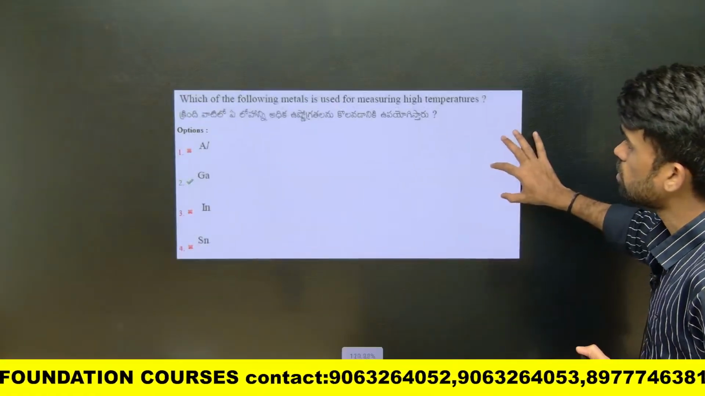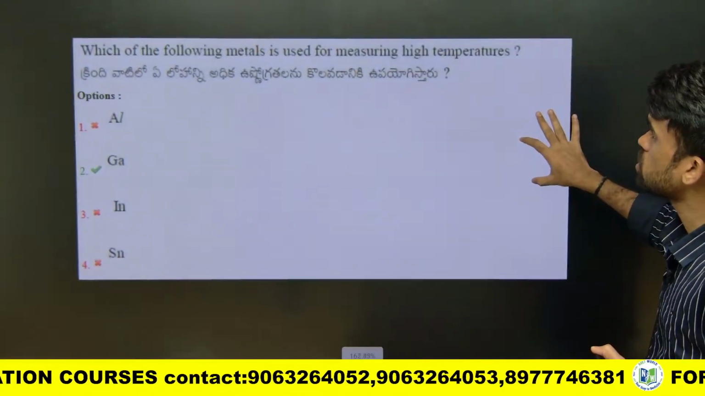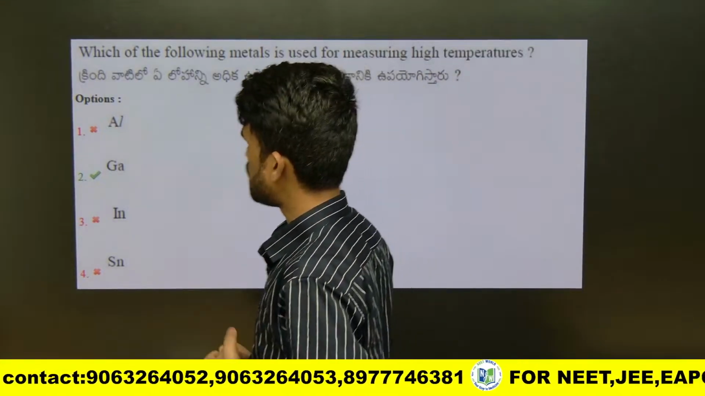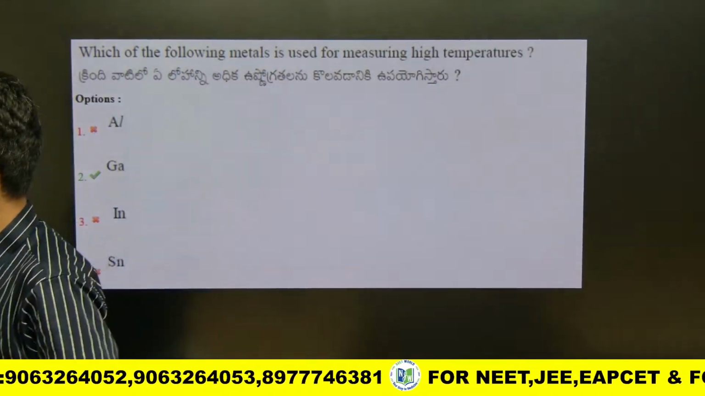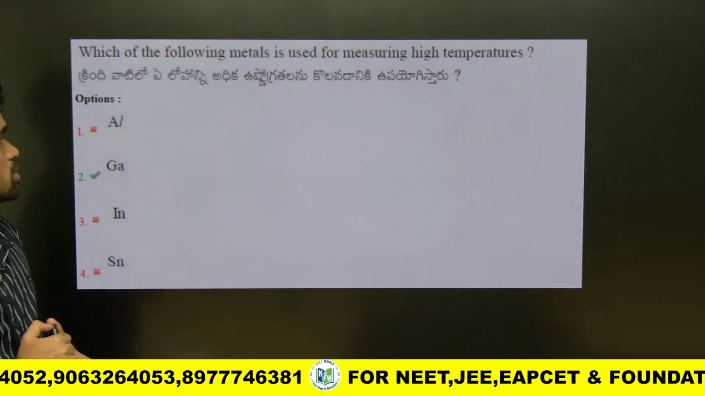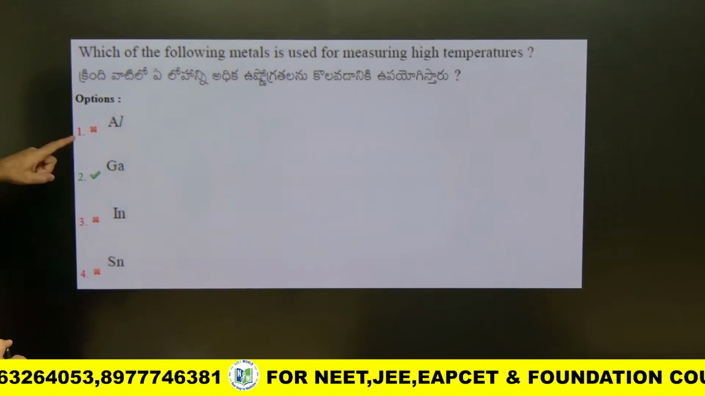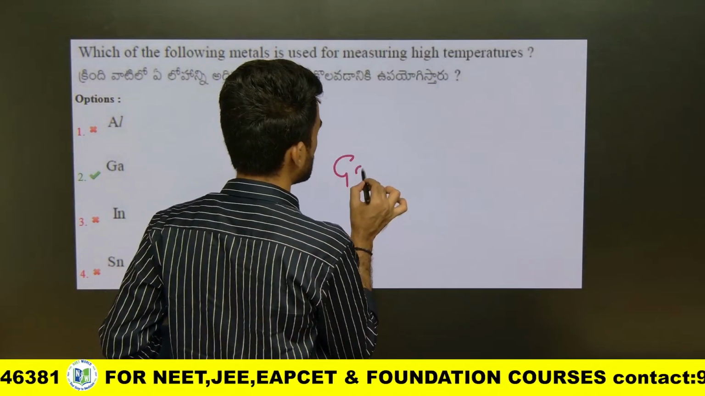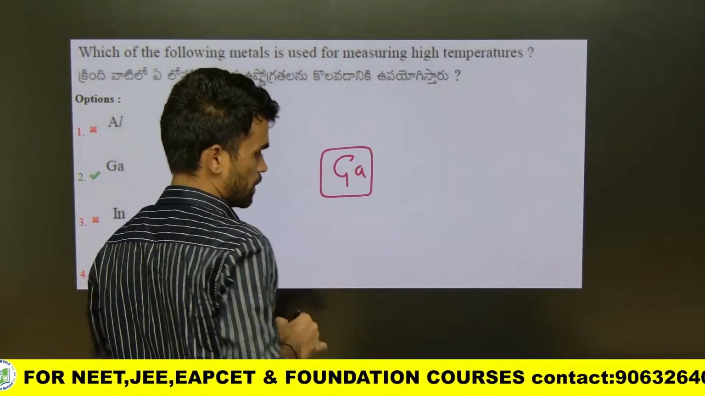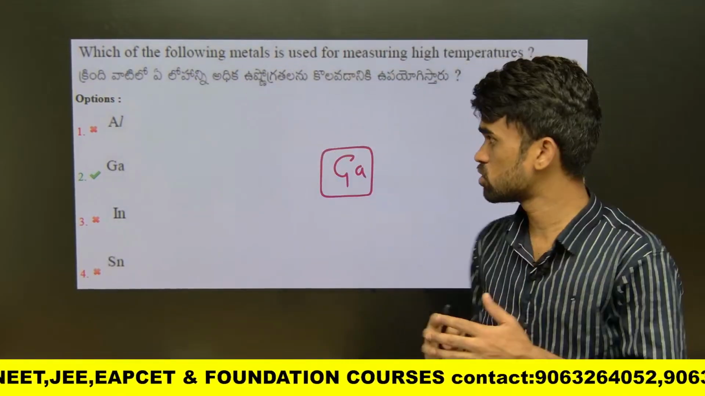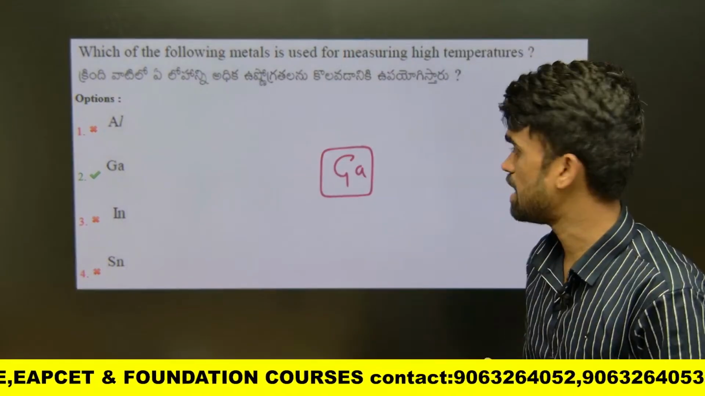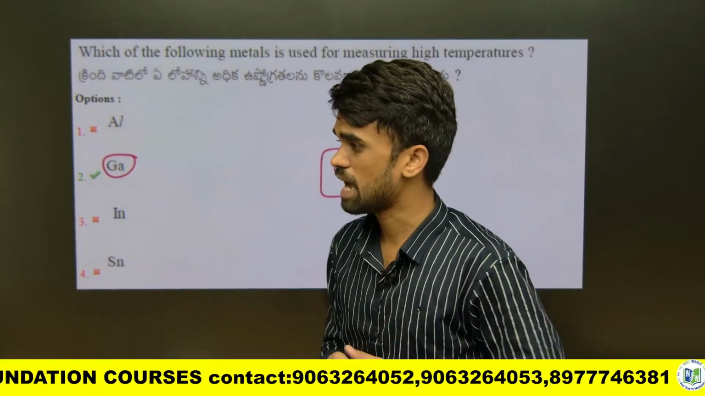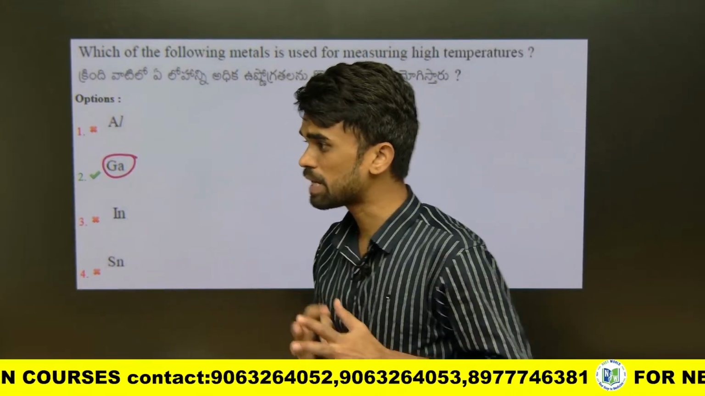Which of the following metals is used for measuring high temperature? Generally we see mercury in thermometers, right? But not only mercury, at high temperature we can also use one of these metals, that is gallium. Gallium will be in the liquid state, so it can also be used for measuring high temperature. Instead of mercury, we can also use gallium. That is an application of gallium.